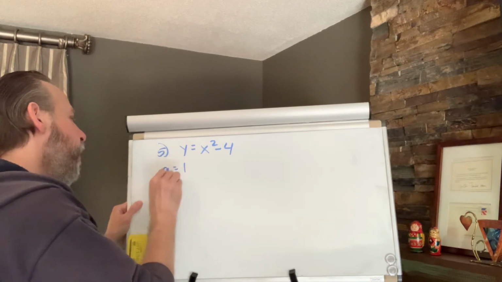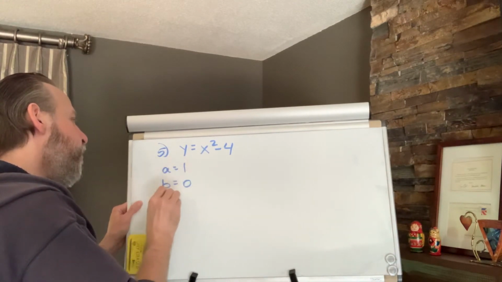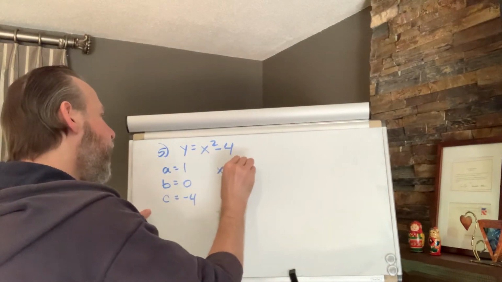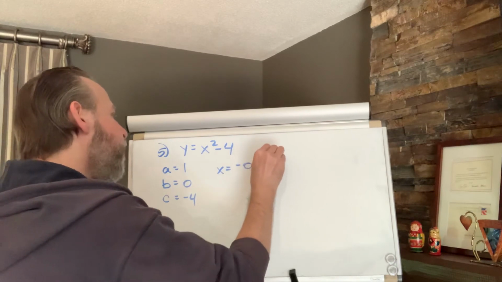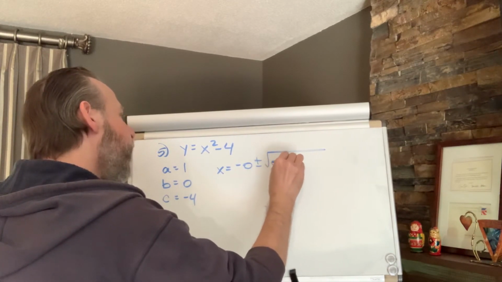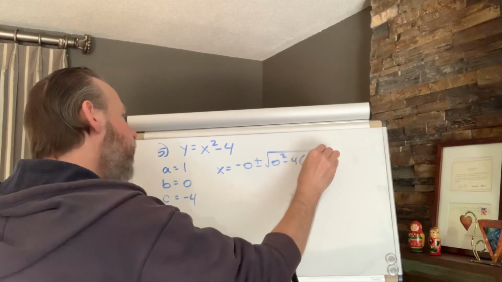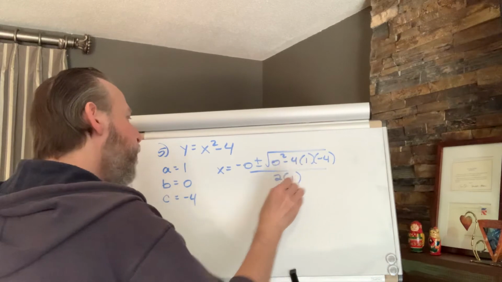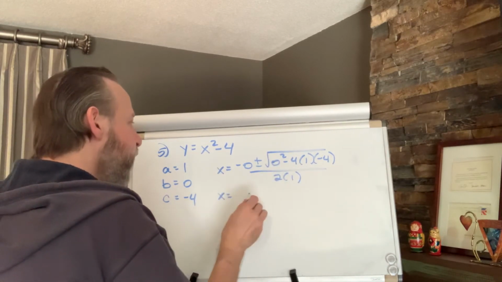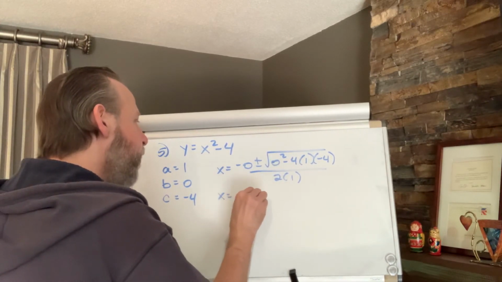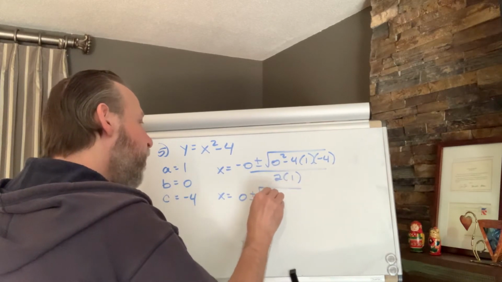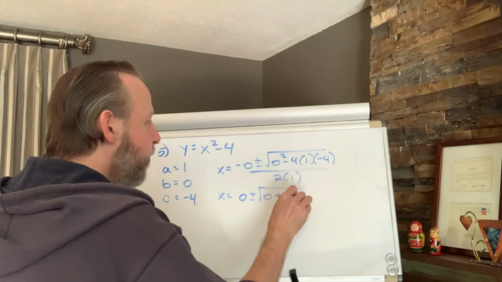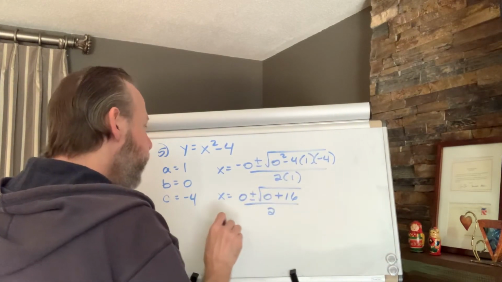A is the number 1. B is missing, it's a 0. C is -4. Okay. x equals -0 plus or minus the square root of 0 squared minus 4 times 1 times -4, all over 2 times 1. And that's -0, which is just 0. You don't need -0. Plus or minus the square root of -4 times 1 is -4, times -4 is positive 16, over 2.